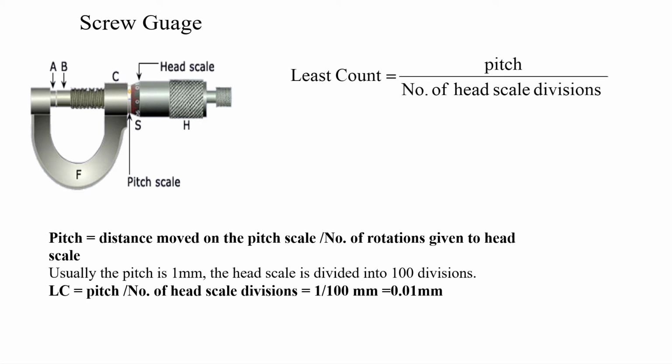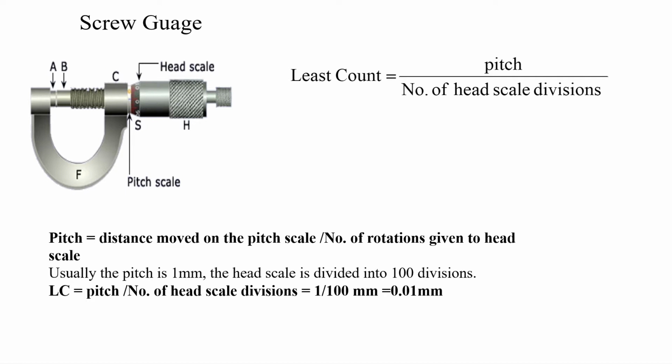Next measuring instrument is the screw gauge, wherein you find the thickness of the cantilever. A screw gauge has two scales, one called the pitch scale and the other called the head scale. Once the instrument is given to you, first you are supposed to find the least count, which is the ratio of pitch to the total number of head scale divisions.